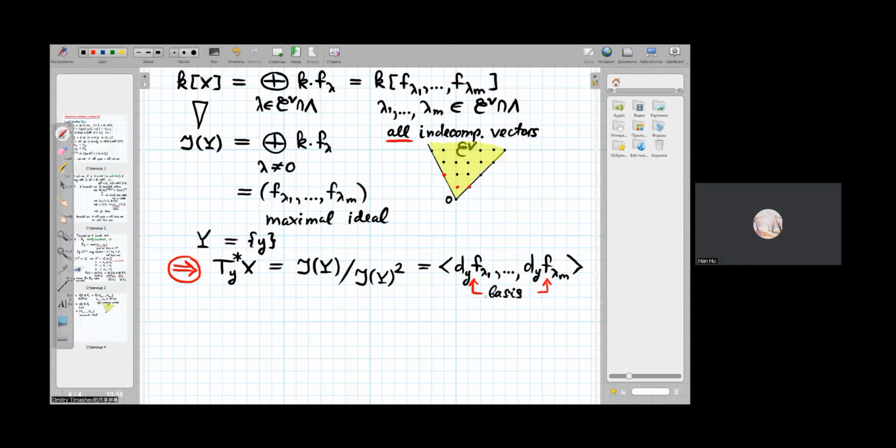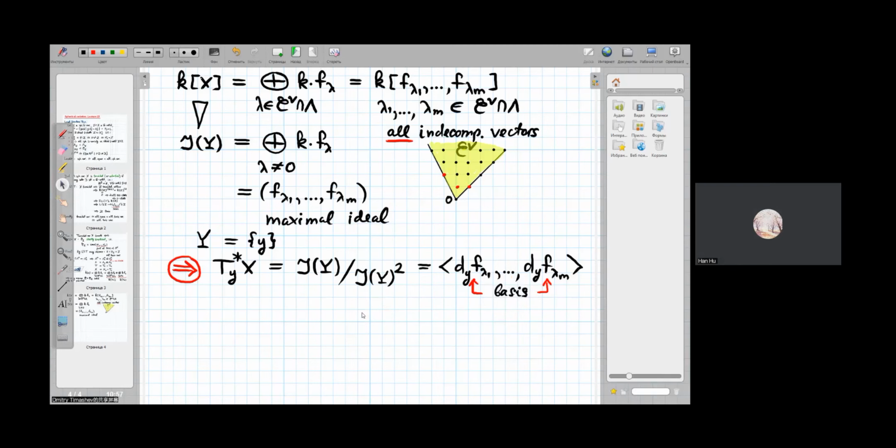For instance, because they are non-zero and their eigenweights are different. So they are eigenvectors with distinct eigenweights. And they are all non-zero because these lambdas are indecomposable. So these functions do not belong to the square of this ideal.